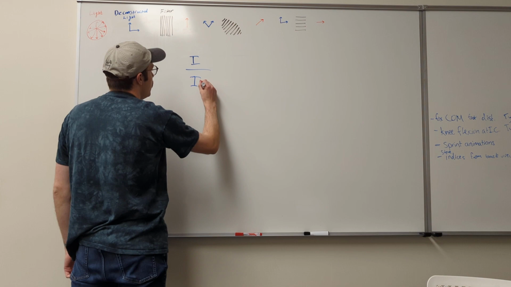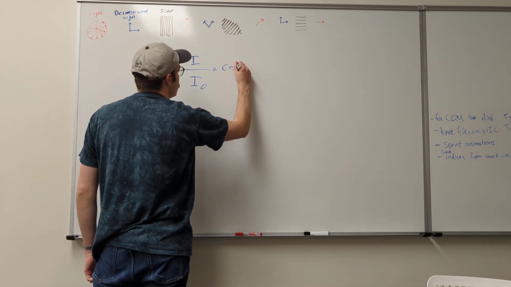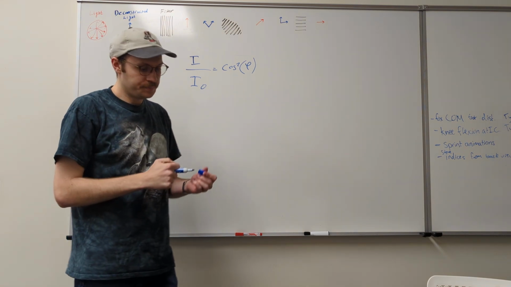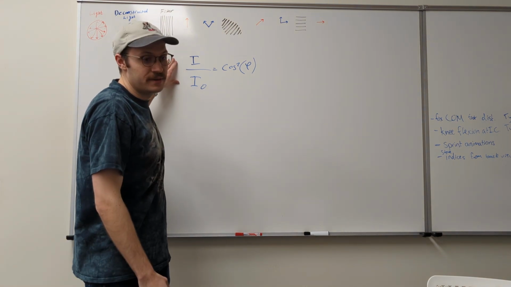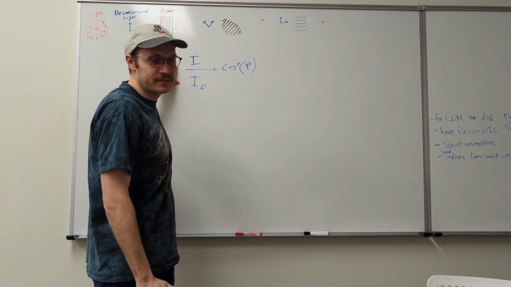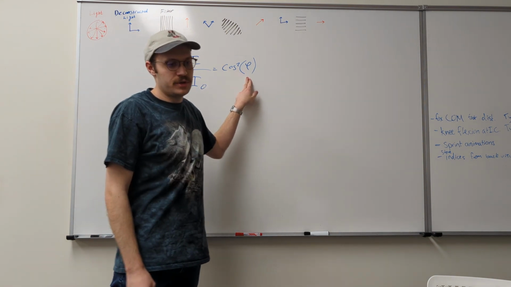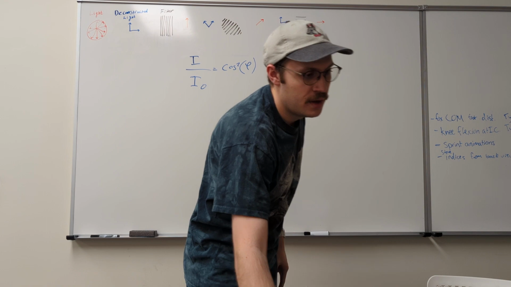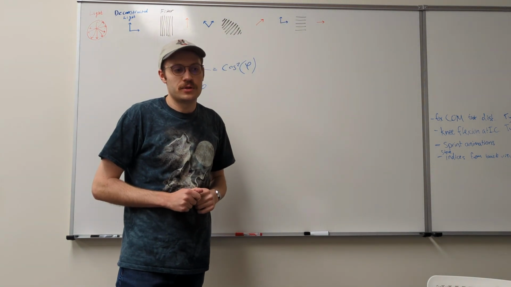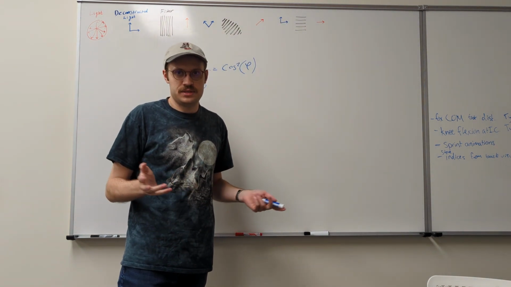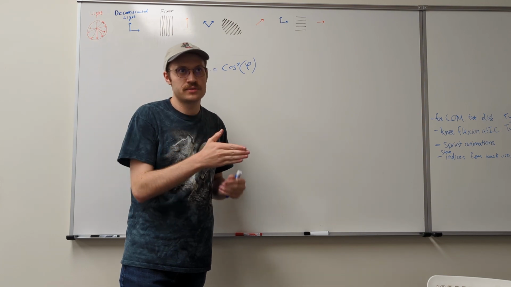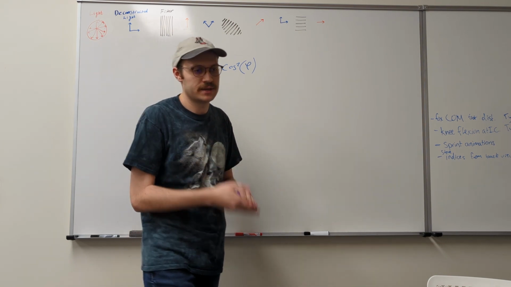I over I naught equals cosine squared of phi, where I over I naught is the relative intensity of the light that passes through the polarizing filter, and phi is the angle between the polarizer's allowed orientation and the light's orientation. In the first filter, the light is unpolarized and 50% of it is blocked. That's just traditionally how it works: when unpolarized light goes through a polarizing filter, 50% of it is blocked.